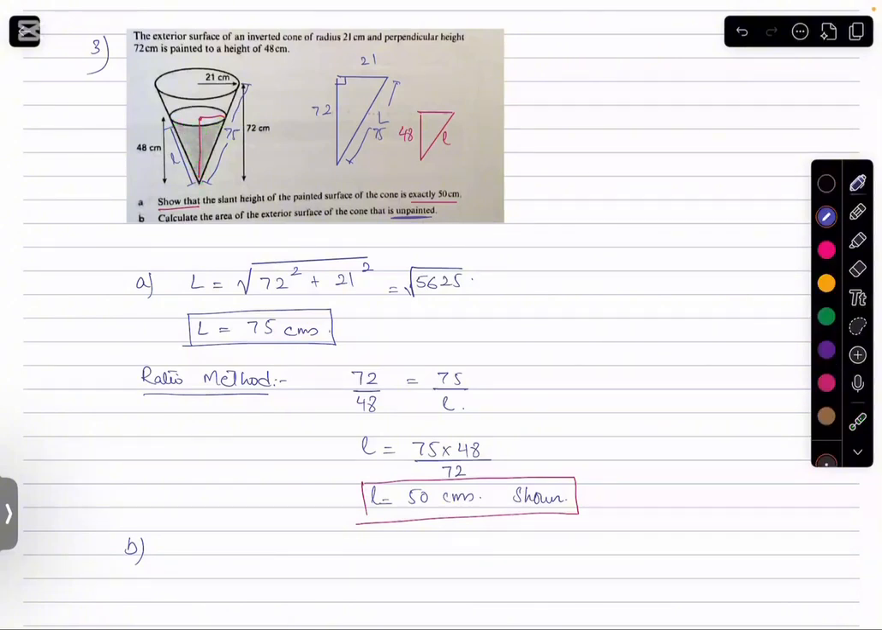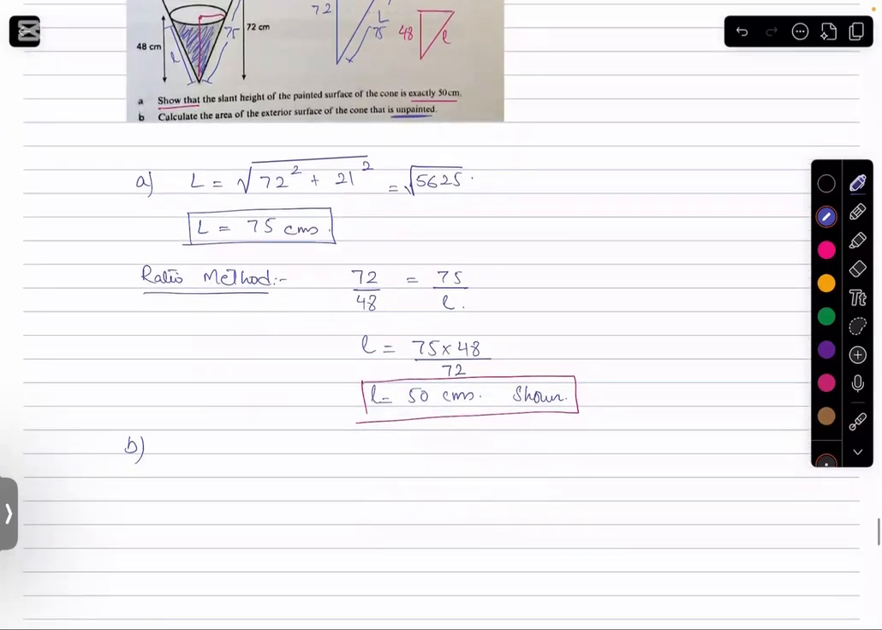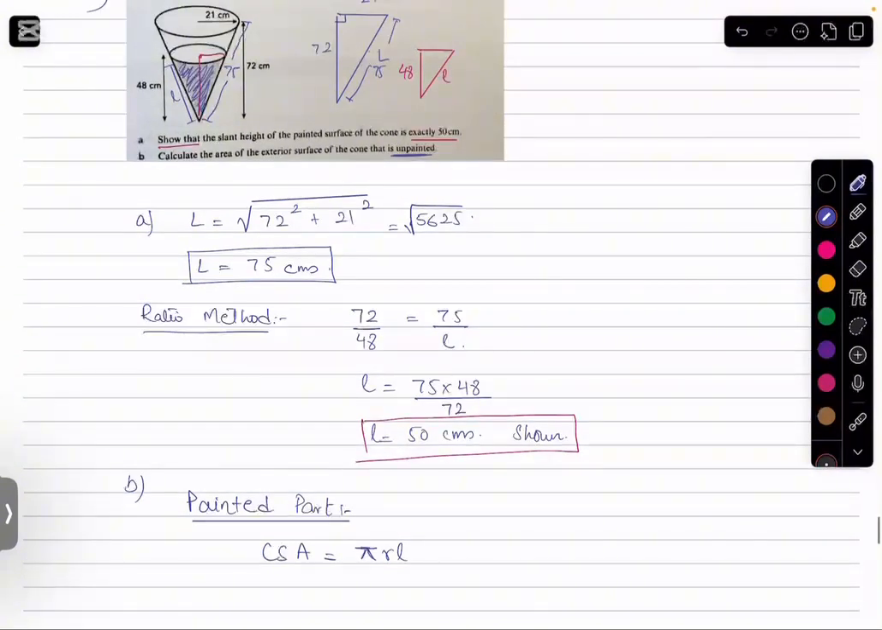For this part, can I say that this is actually the curved surface area of the cone? I'm just getting the curved surface area for the painted part, which should be equal to pi RL, right? So here again, you need to know the formulas. I have provided you with the formula sheet. Please memorize that. Curved surface area is pi RL. We have calculated small l. We do not know the radius, but we can find the radius.